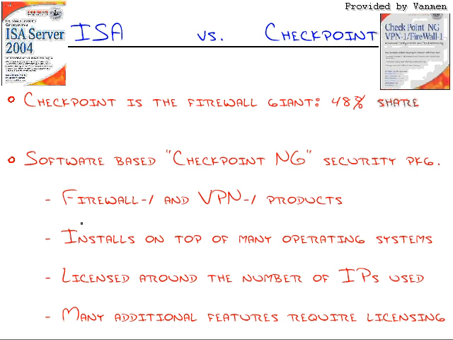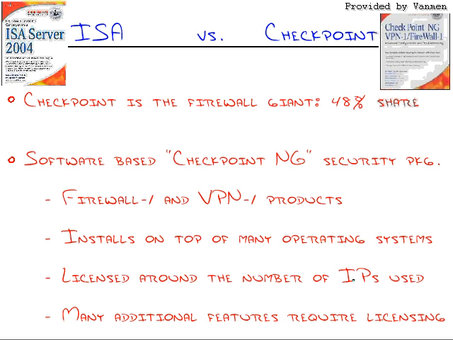So it integrates into the operating system versus just resting on top of it. Now, Checkpoint is licensed around the number of IP addresses that you use. And I'll show you specific price points in a moment. But that could range from the low end of maybe $400 or $500 as an entry point, up to around 500 IP addresses where you're running a price tag of around $20,000, $25,000 for your Checkpoint firewall.